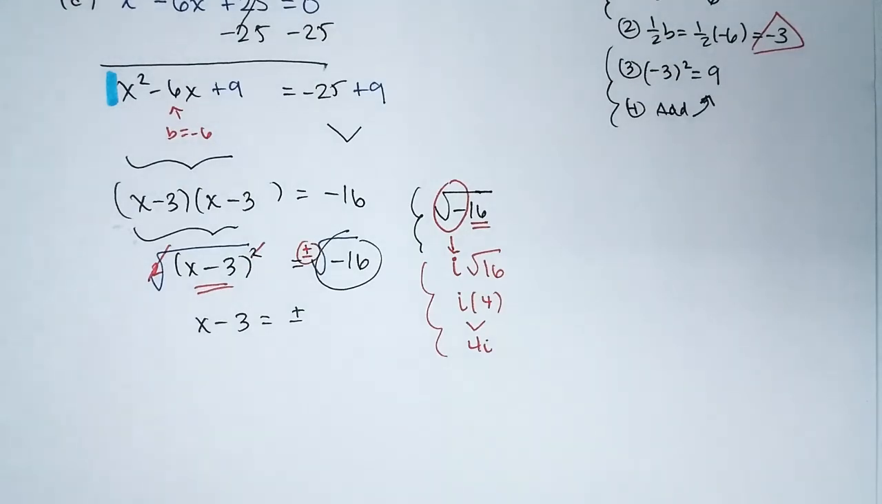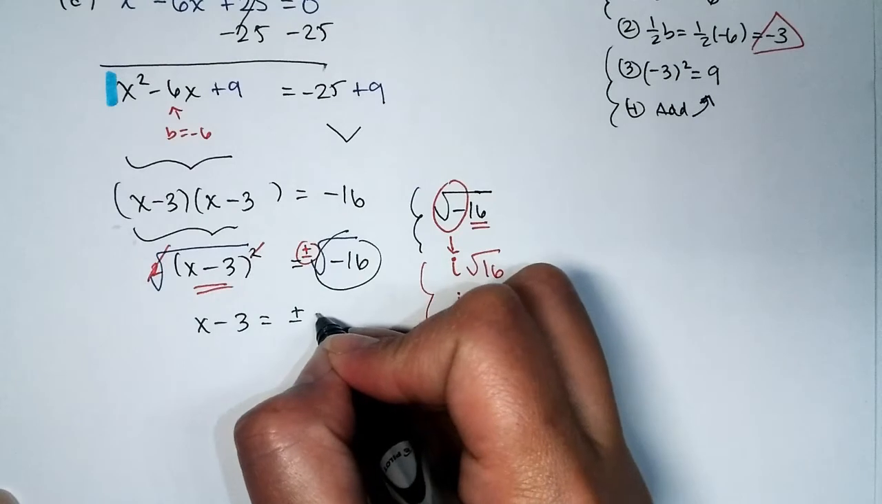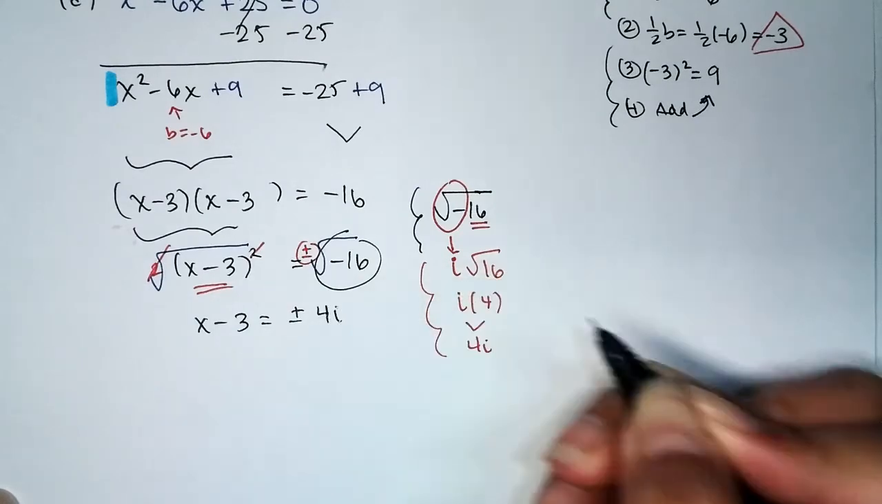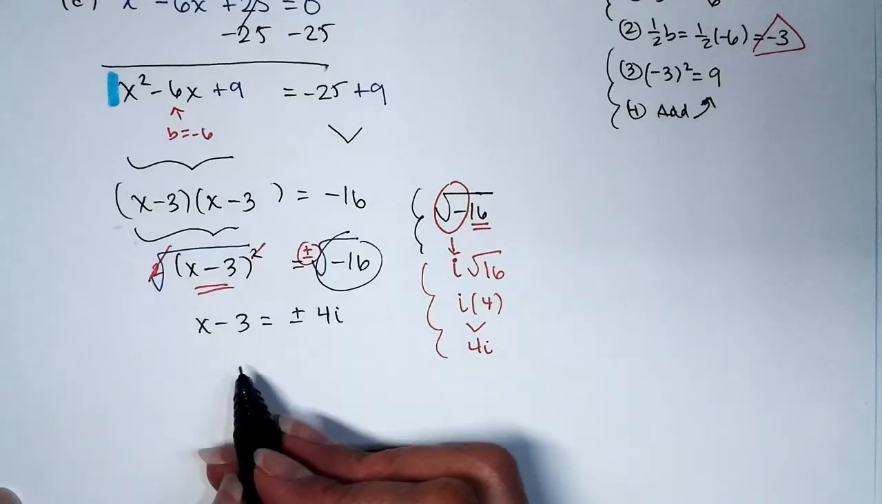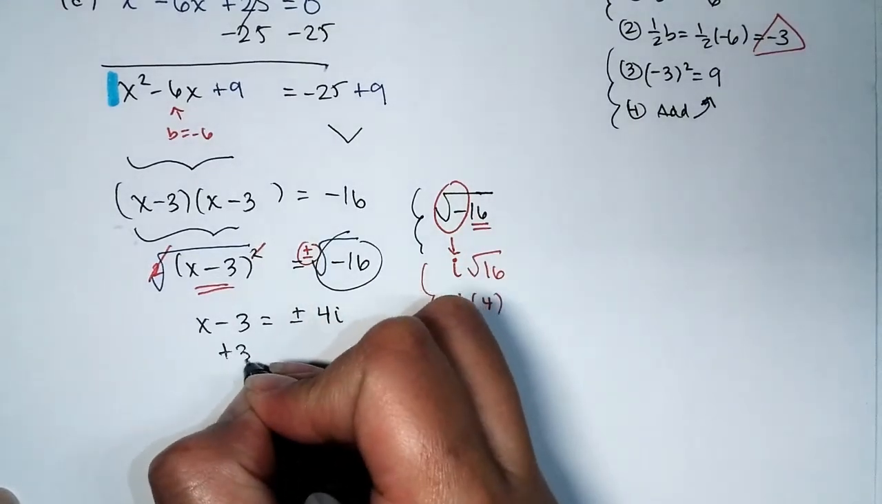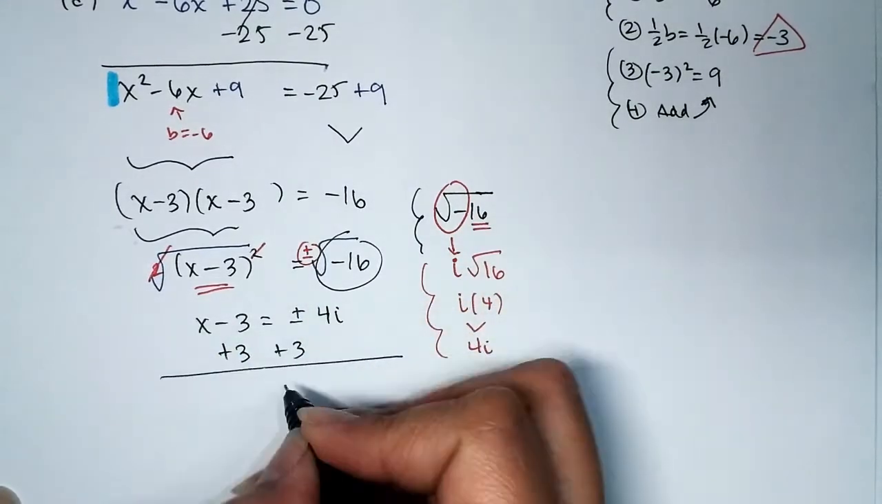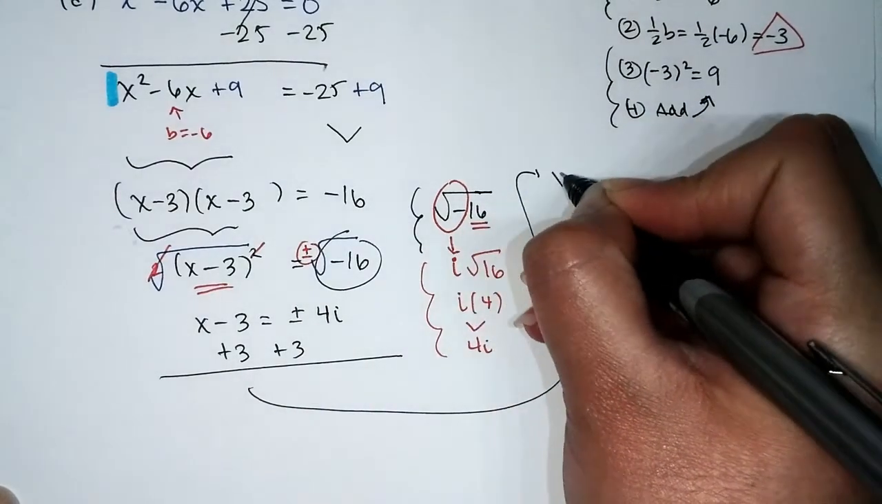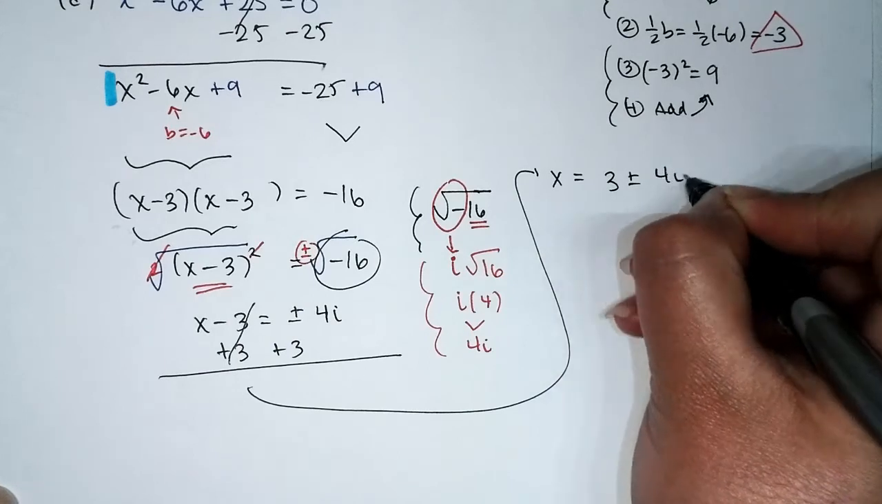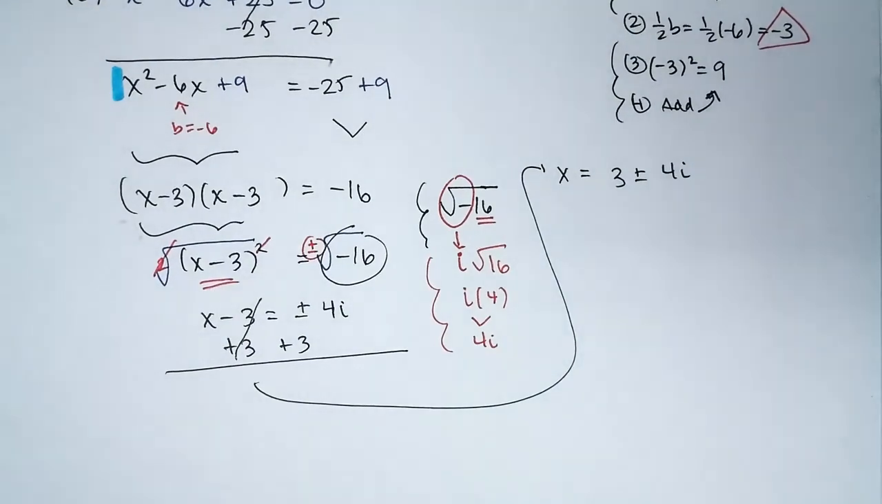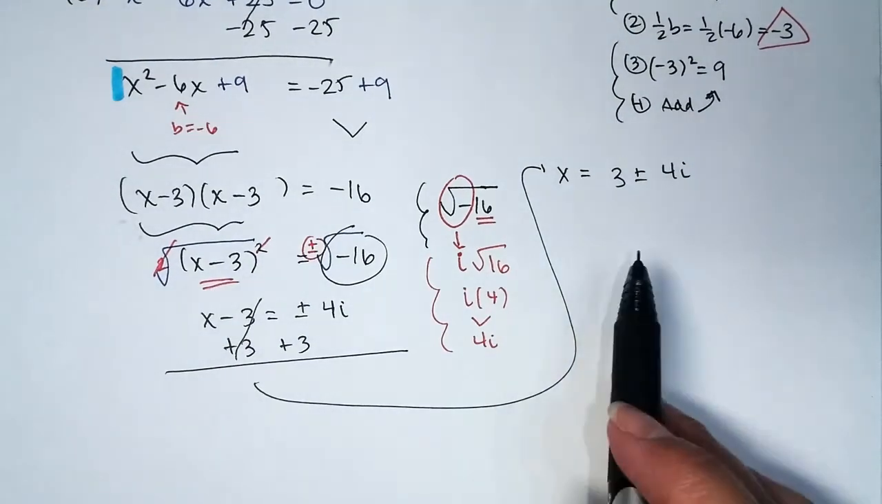So let's do this. So we have x minus 3 equals plus or minus 4i. I'm out of space. I'm going to start a new column. So we keep our cool. To isolate the x, let's go ahead and add 3 to both sides. And that will give us x equals 3 plus or minus 4i. Fantastic. So we're done. You know, we have a non-real solution.